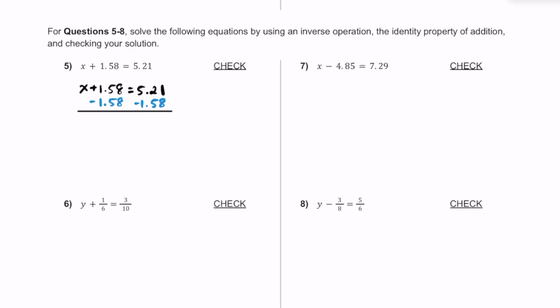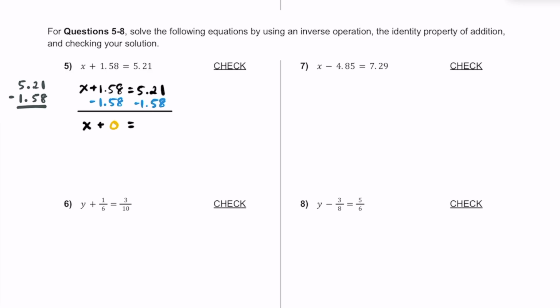All right, when we do that, we can see here that a positive 1.58 and a negative 1.58 are going to become 0, because when you add opposites, you always get 0. So you're going to do x plus, and then that's going to turn into a 0. And on the right side, we're going to have to figure out what this 5.21 minus 1.58 is going to be here, right? So let's do 5.21 minus the 1.58 on the side. This is just going to be our little computational work here.